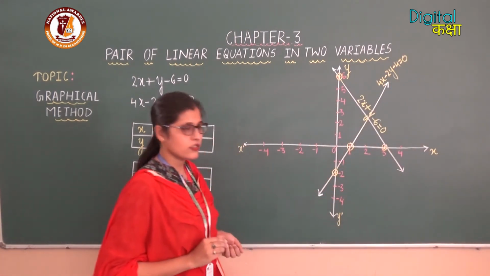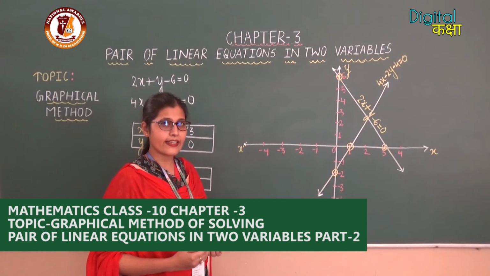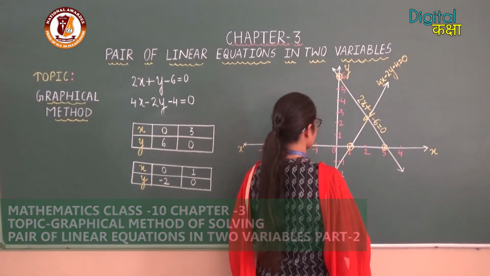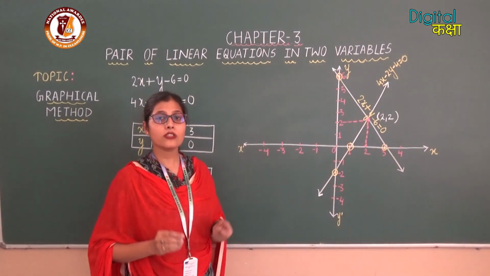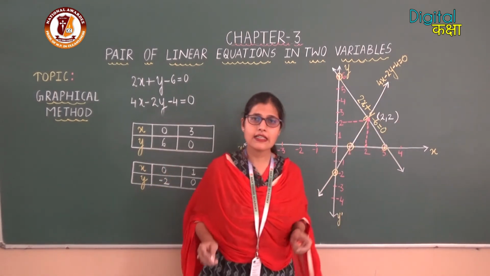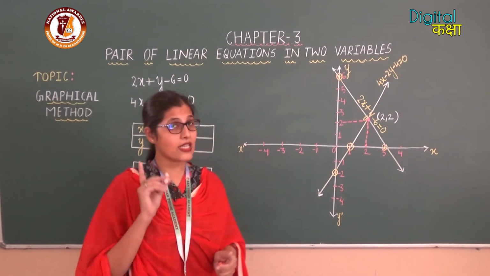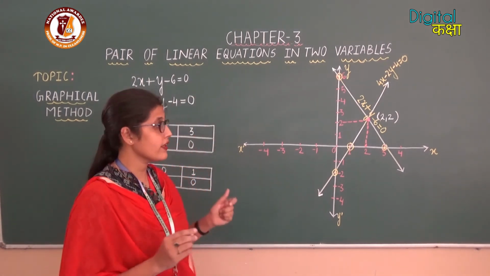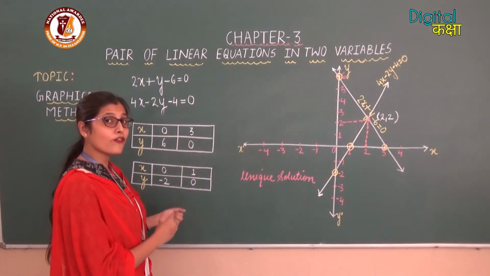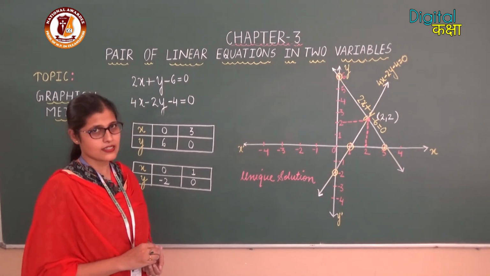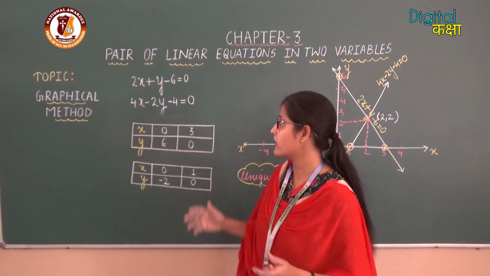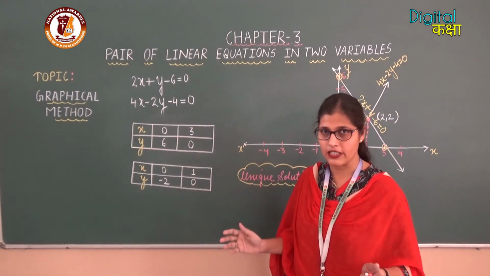Now you can see that both the lines are intersecting at one common point. So let us mark that common point. The point where both the lines are intersecting is (2, 2). Since the lines are intersecting at one single point, therefore it will give us a unique solution. And already we know that the pair of linear equations will be consistent. So you all must have understood how to plot the pair of linear equations graphically.